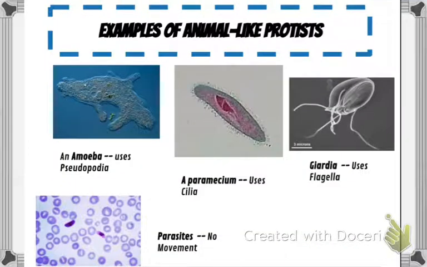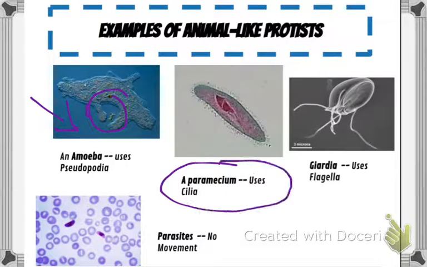These are four examples. The first one is our amoeba, and as we talked about before, this is going to use those false feet, or pseudopods, to move from point A to point B. You can see in this image that the amoeba is probably in the process of eating that small algae, or whatever that happens to be. The next one is the paramecium. This is going to use cilia to get around. We're going to look at some live paramecium under the microscope, and some live amoeba as well. The paramecium uses those tiny little feet to get around.